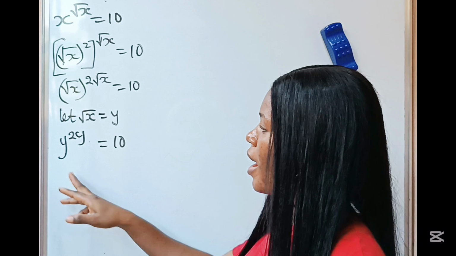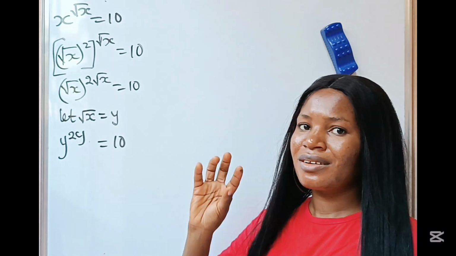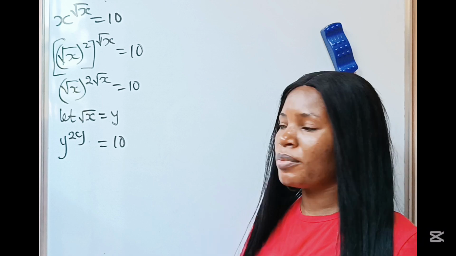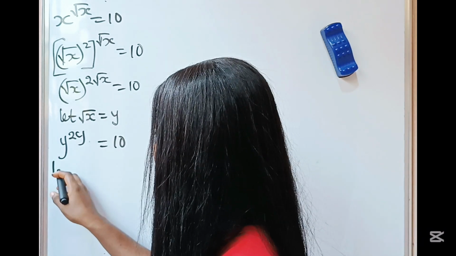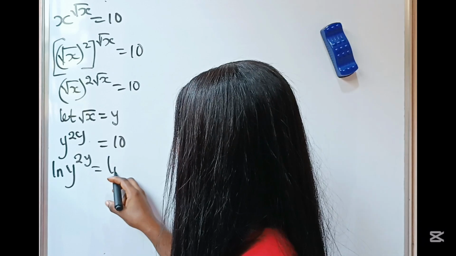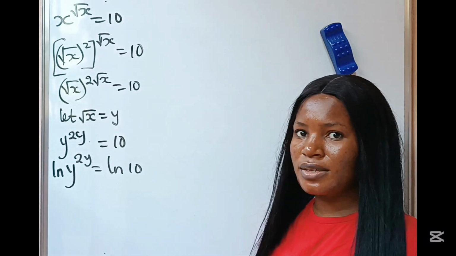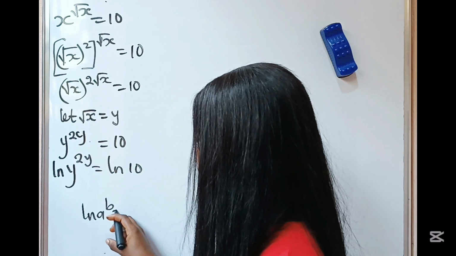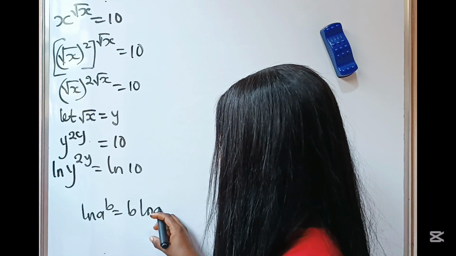Now at this point, let's introduce ln to both sides of the equation since the power contains our variable. So we introduce ln to both sides of the equation, ln of y to the 2y equals ln 10. All right. Now when you have a to the power of b, it's b multiplied by ln a, right?